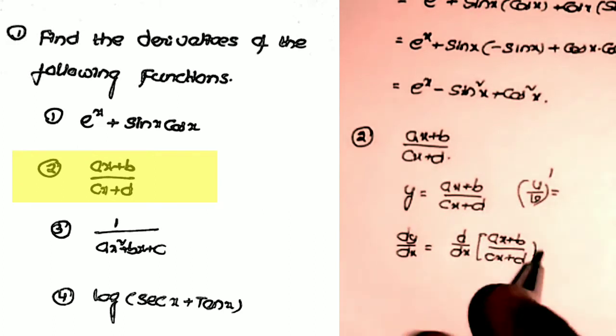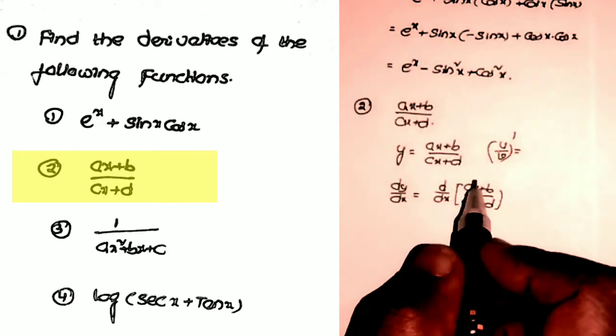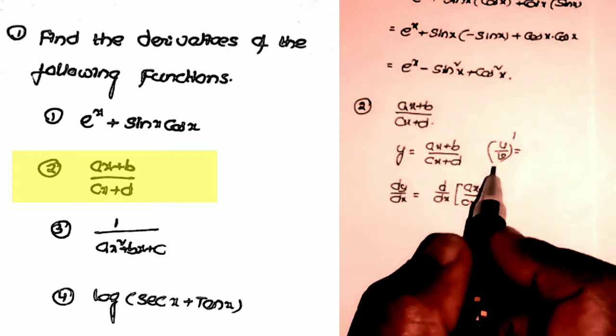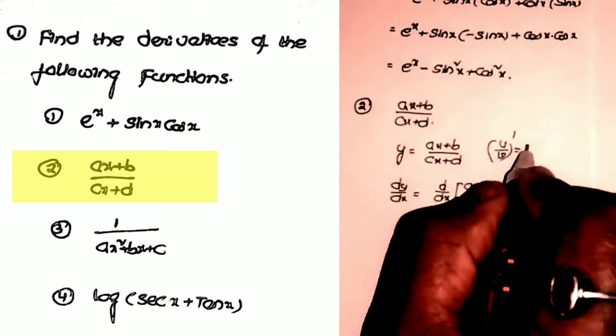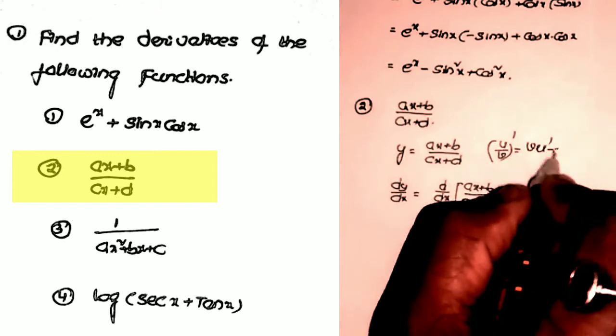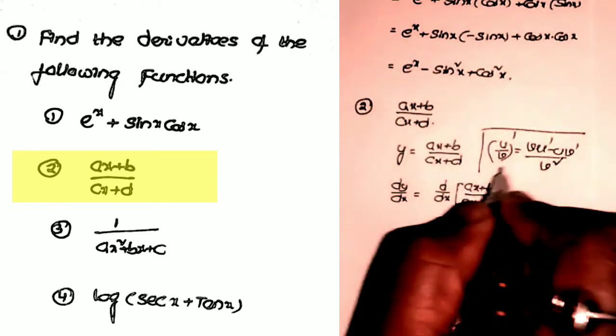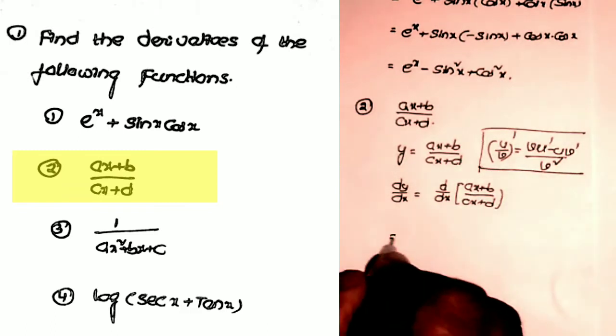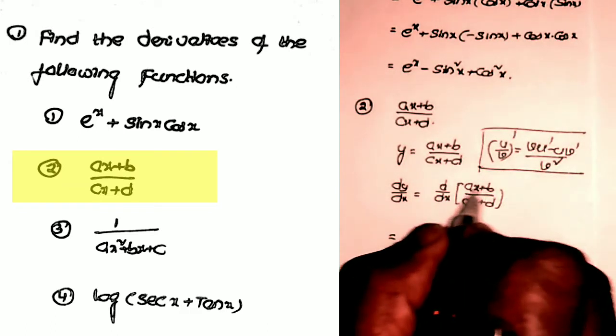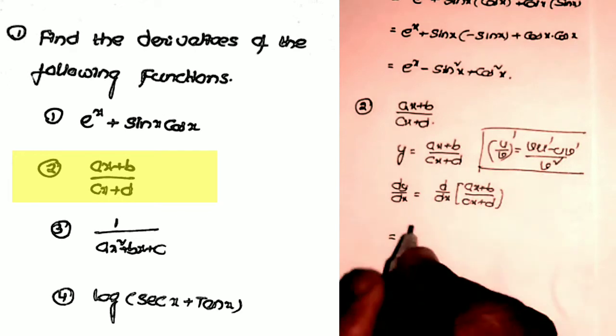Now how to take the derivative? This is u by v form. In the numerator and denominator, both have x functions, so that is the u by v rule. What is the formula? V into u dash minus u into v dash by v square. So this is the formula. Now replacing the values in this formula. What are u comma v? Ax plus b is equal to u, cx plus d is equal to v.